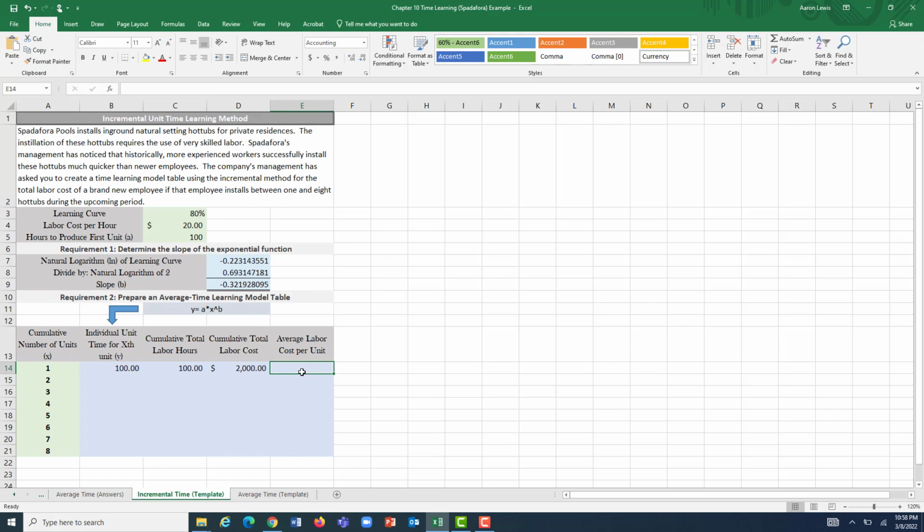What is the average cost per unit now? Well, it's $2,000 for one unit. That's an average of 2,000. Just take your cumulative total labor cost and divide it by how many units you've made.